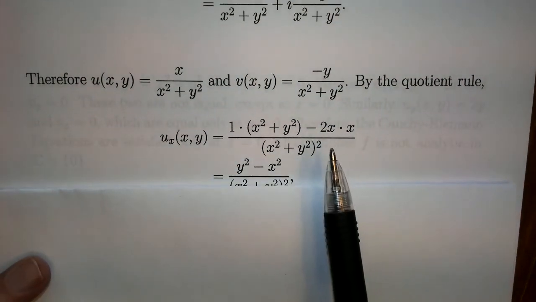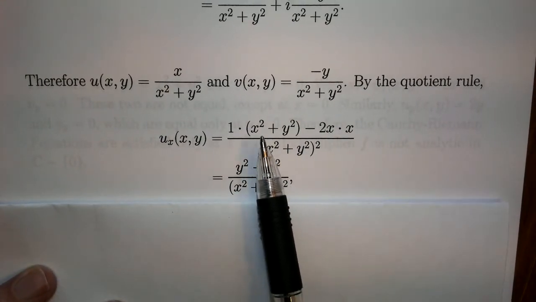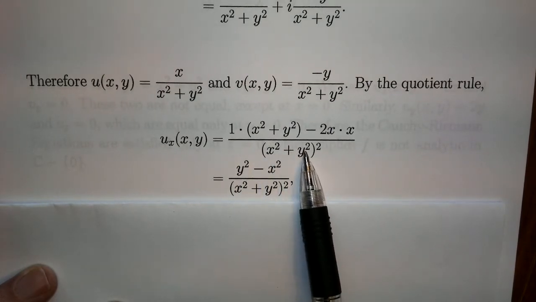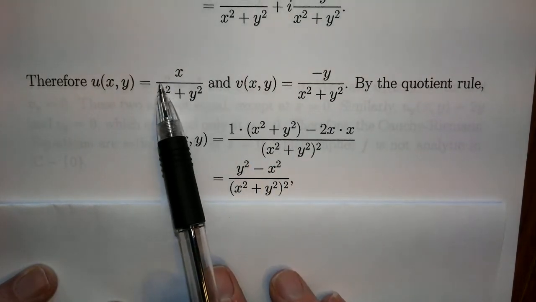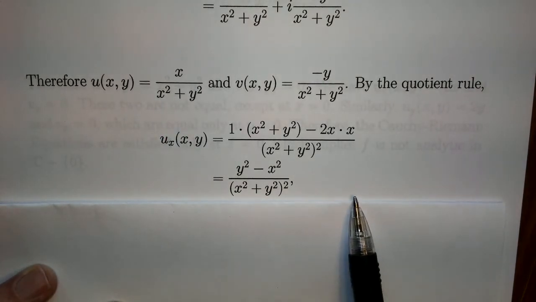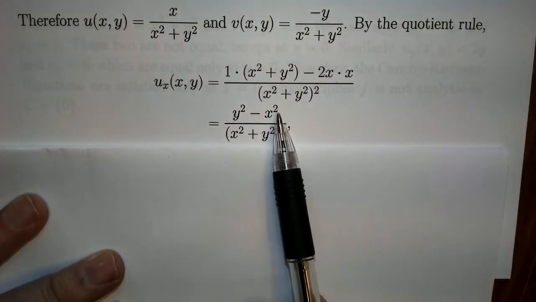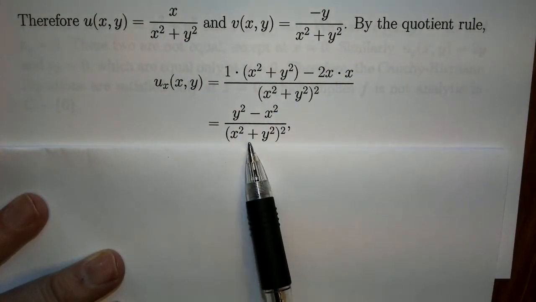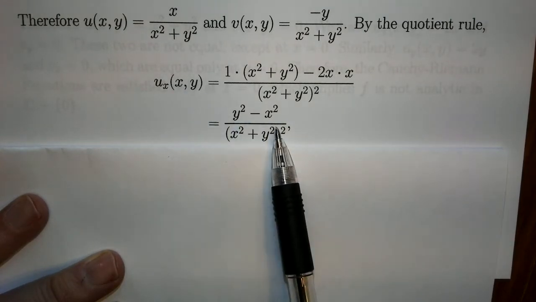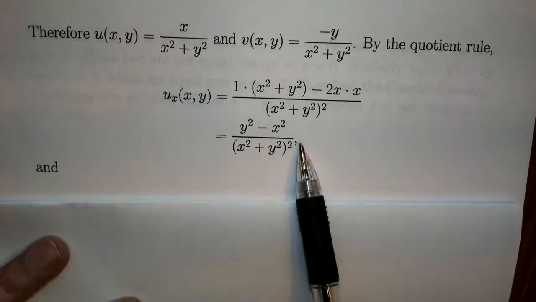Let's take a look at the partial of u with respect to x and use the quotient rule. The quotient rule gives me a numerator that looks like this and a denominator that looks like that. Remember that when we apply the quotient rule to this, we are treating y as a constant. The numerator here simplifies to y squared minus x squared, and the denominator is x squared plus y squared, quantity squared. So this is the partial of u with respect to x. If we take the partial of v with respect to y, we want it to equal the same thing.